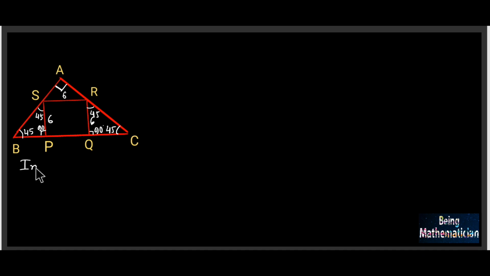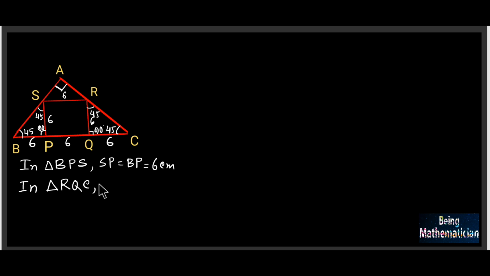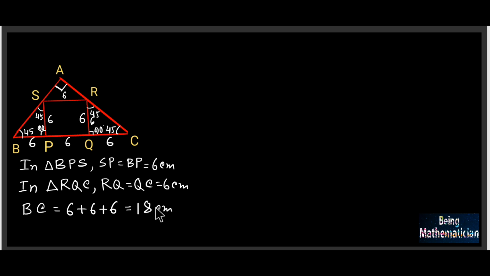So in triangle BPS, SP is equal to BP is equal to 6 centimeter. It is 6, it is 6, and it is 6. In the similar way, we can say triangle RQC, RQ equal to QC equal to 6 centimeter. So we can calculate BC, which is 6 plus 6 plus 6, and it must be 18 centimeter.